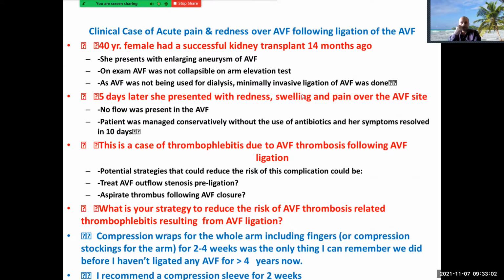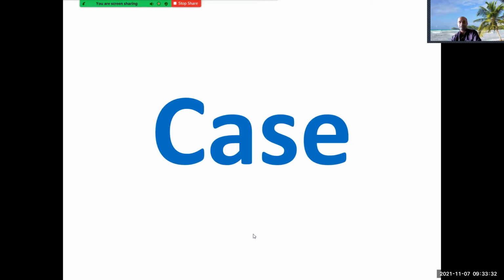She came with an aneurysm, and the fistula was not collapsing with arm elevation. After we decided to ligate this fistula and it was ligated, she came with pain, redness, and a little bit of swelling, and was just treated with rest, ice, arm elevation, and tight compression. Ten days or one week after that, compression was recommended for two weeks. After that, the patient improved without anything else.